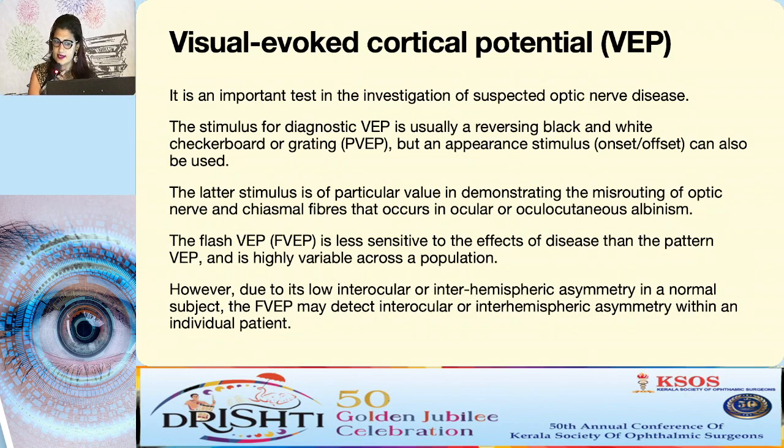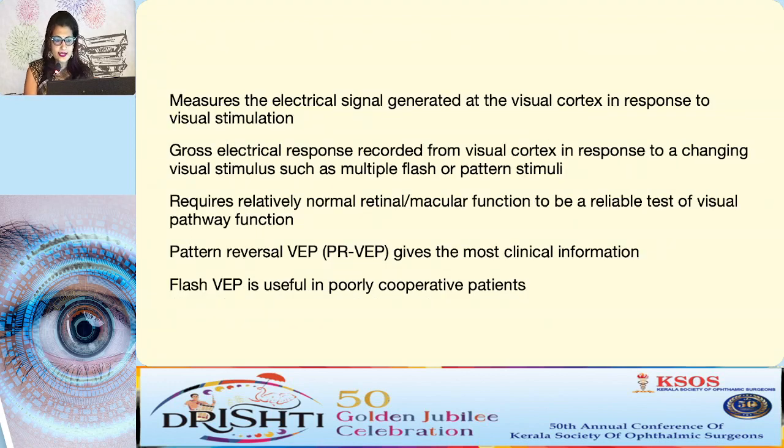This is an important test in the investigation of suspected optic nerve disease. The diagnostic VEP, what we call the pattern VEP, uses a reversing black and white checkerboard or grating. This is of importance, especially when you want to look at misrouting of optic nerve and chiasmal fibers. The flash VEP is just an overall indication of whether the visual pathway from the eye to the brain is working or not. It cannot give us any other information. This measures the electrical signal generated at the visual cortex in response to visual stimulation, and it requires relatively normal retinal or macular function to be a reliable test of visual pathway function, as we said earlier.